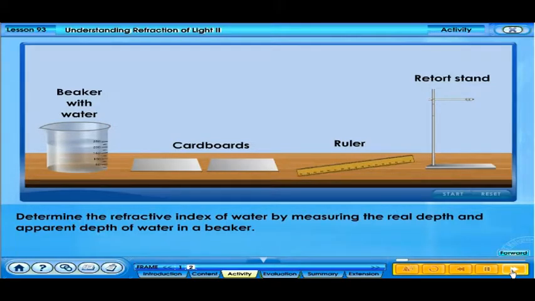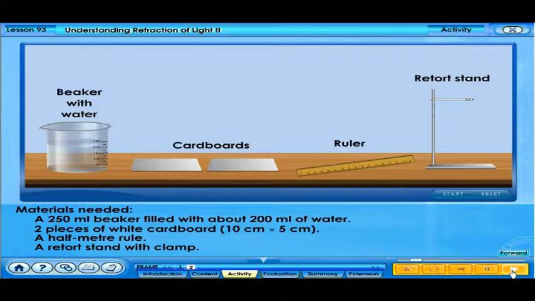Determine the refractive index of water by measuring the real depth and the apparent depth of water in a beaker. Materials needed: a 250 milliliter beaker filled with about 200 milliliters of water, 2 pieces of white cardboard 10 centimeters by 5 centimeters, a half-meter rule, a retort stand with clamp.